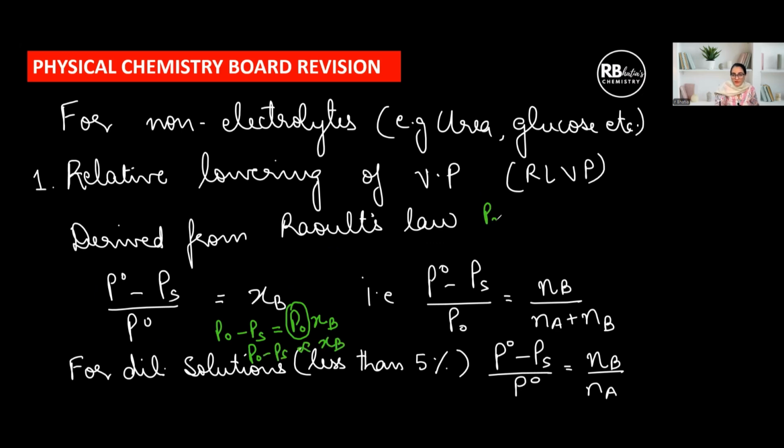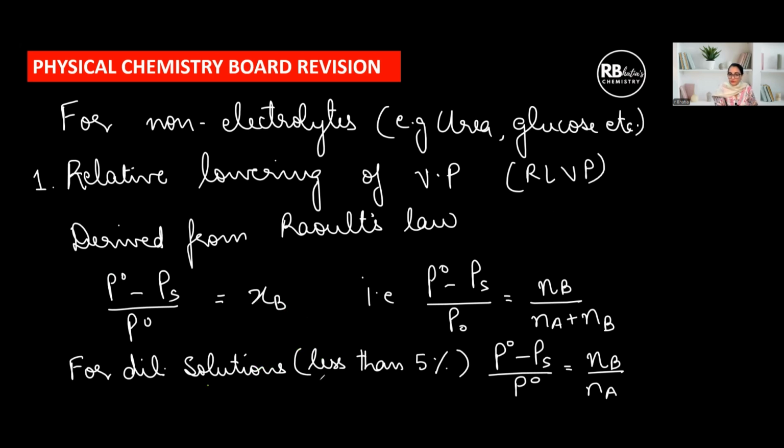I repeat, Ps is directly proportional to chi A. (P naught minus Ps) upon P naught is equal to chi B, and P naught minus Ps is directly proportional to chi B. Please keep these three components in your memory.